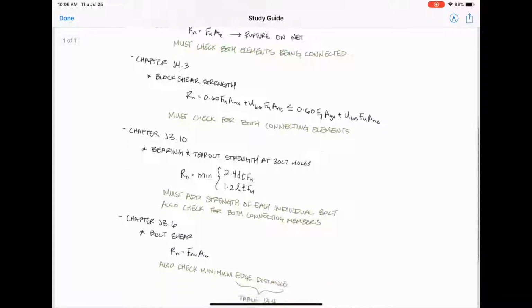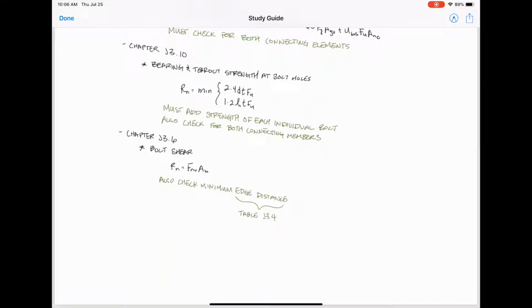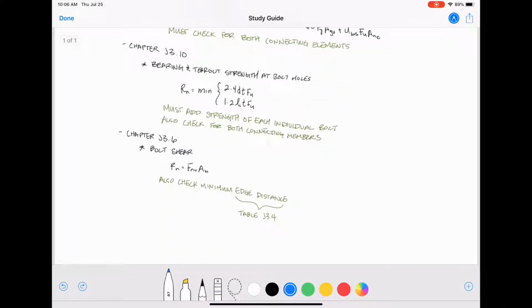And then next you're going to look at bearing and tear out. And again, you're going to have to check this for both of the connecting members like we did in the past. And the thing about this is that these equations are for one individual bolt, and it's going to be different for edge bolts and interior bolts because they have a different Lc value.